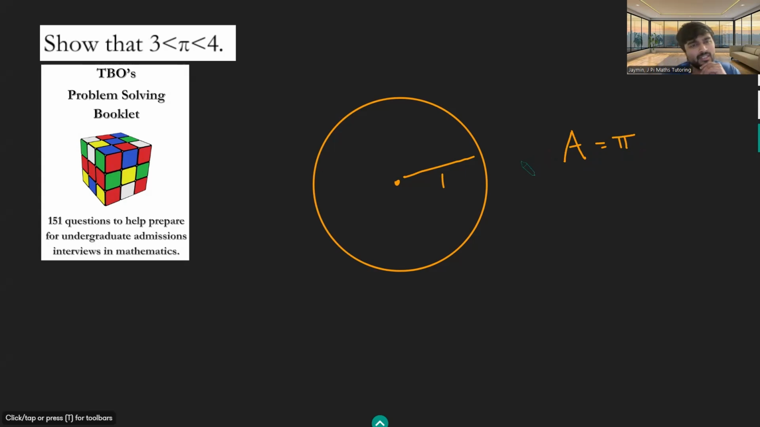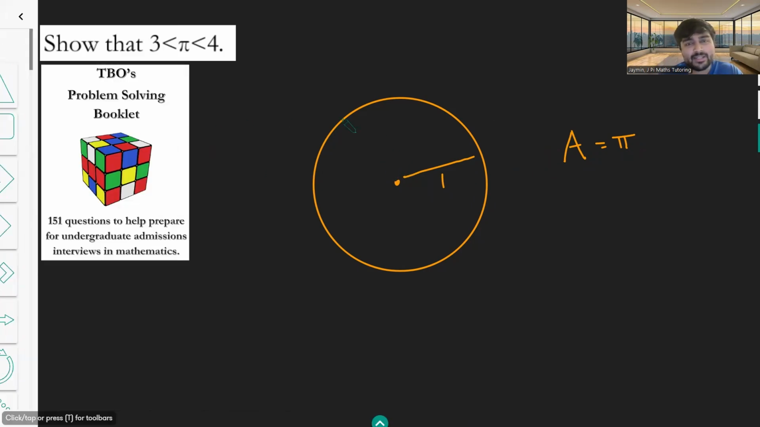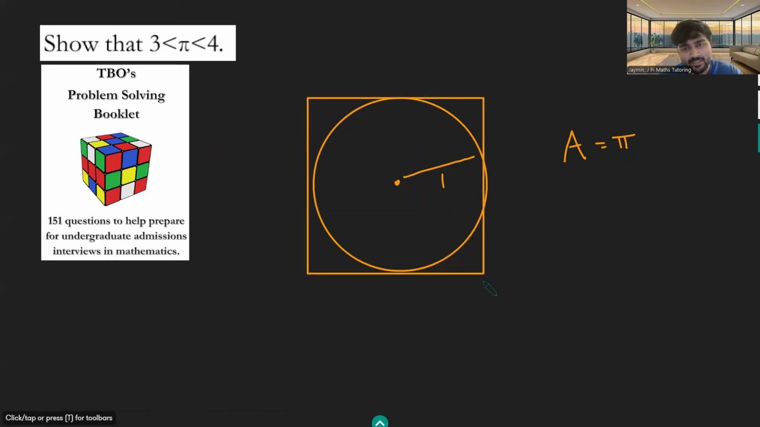Okay, cool. Now, how can I show that pi is less than 4? Well, if I can show that the circle is enclosed within an object, and that object has area 4, then that will prove that pi is less than 4. Well, what object can I choose? I can choose a square. So I try my best to draw this, but maybe a square that looks something like this. That's supposed to be tangential, so imagine that's a tangent there and a tangent there. And now if the radius of this circle is 1, that means the side length of this square is 2, and so the area is 4. And so we get pi is less than 4, like so.